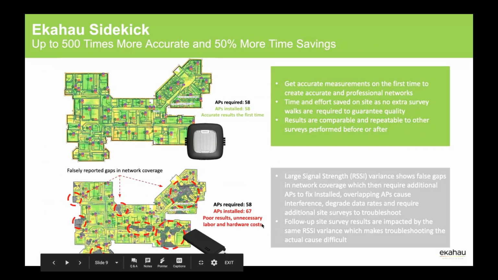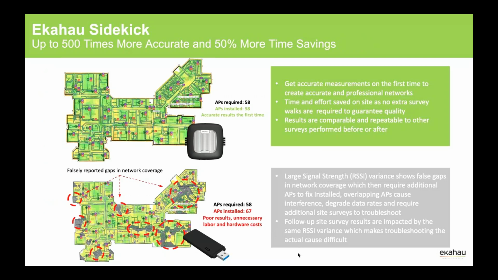And this just illustrates that accuracy piece that I was mentioning. You could use something like this USB Wi-Fi adapter on the bottom there, and you can see the results between the two. So the Sidekick is going to paint a much more accurate picture and make sure that you get things done right the first time and don't have to resurvey areas to try and figure out, was that an anomaly, or was that actually a coverage hole issue in that particular area.